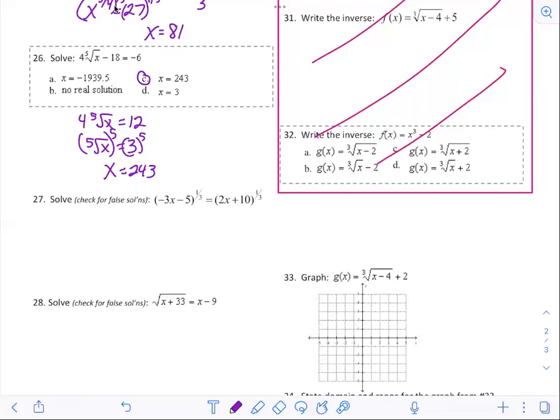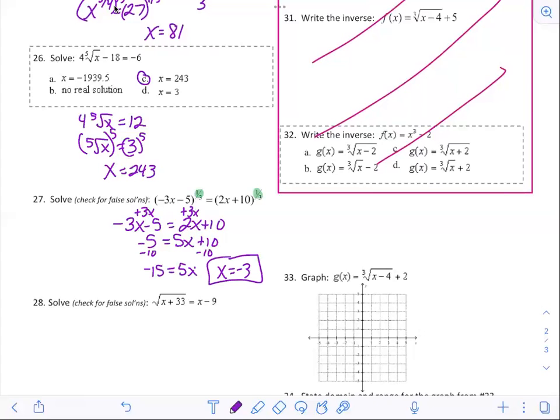For 27, we've got the same exponent, which 1/3 power is just the same thing as cube root. So now we can set those equal. We're going to add 3x. We're going to subtract 10. Divide by 5, and we get x equals negative 3.